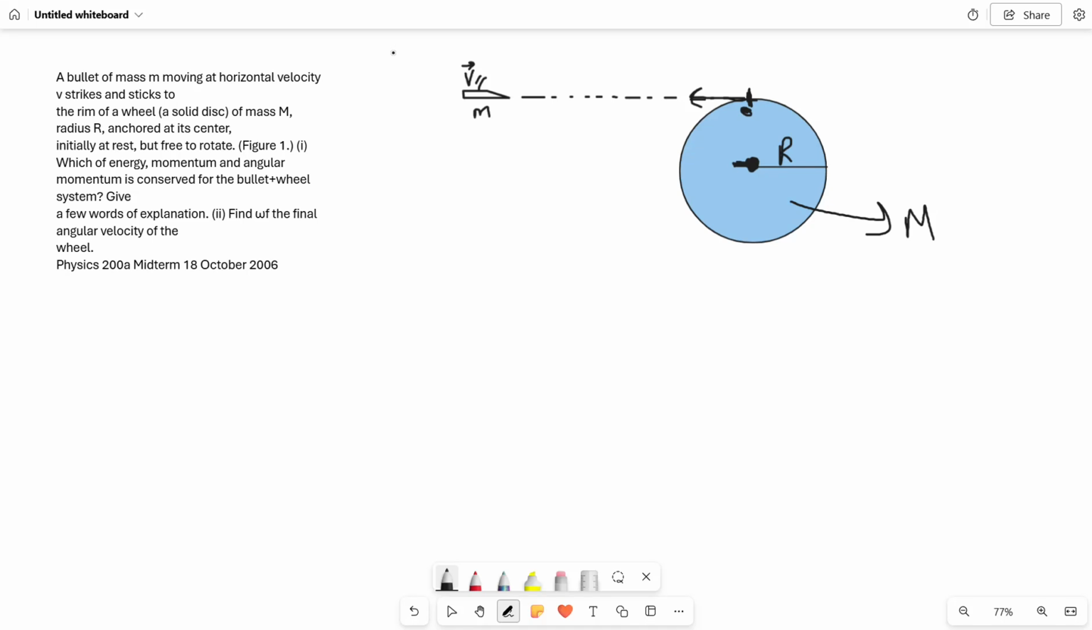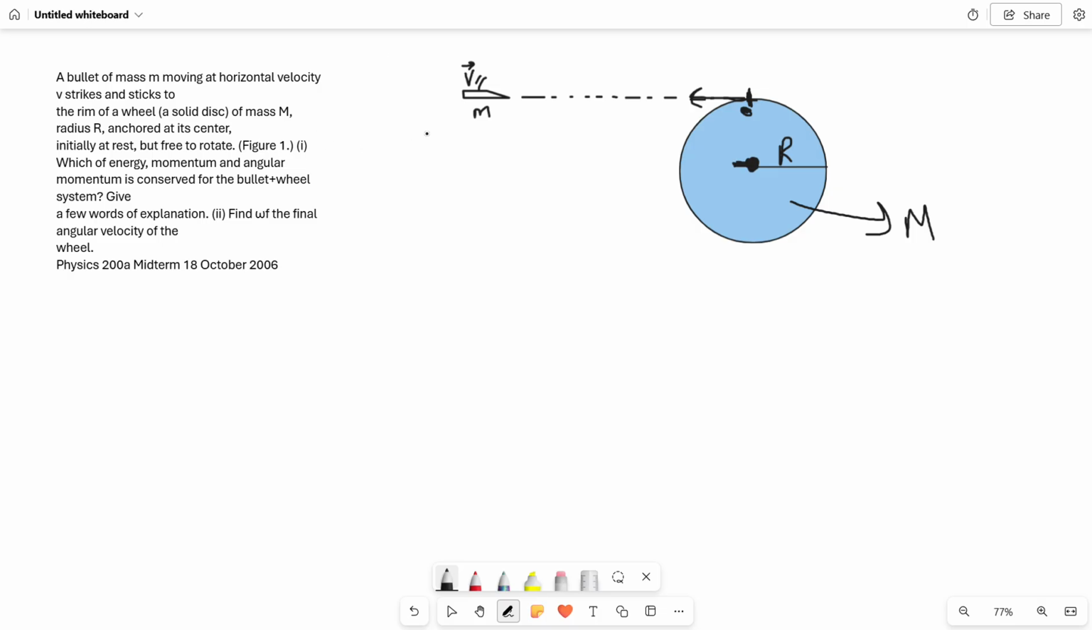Hey everyone, in this video, we will solve a classic rotational motion question: a bullet hitting and sticking to the rim of a rotating disc. Let's find out what is conserved and what the final angular velocity will be.